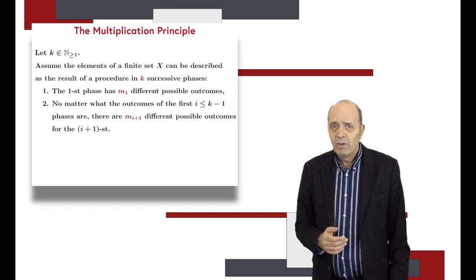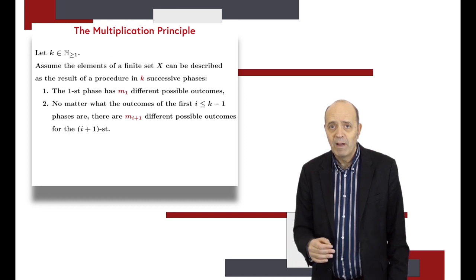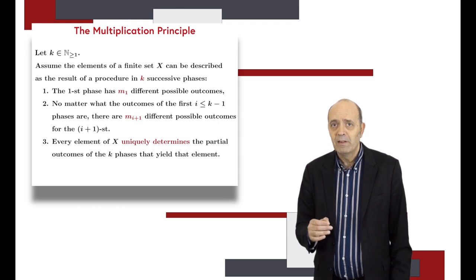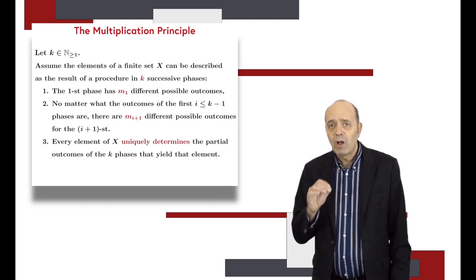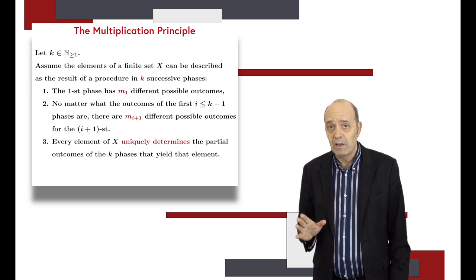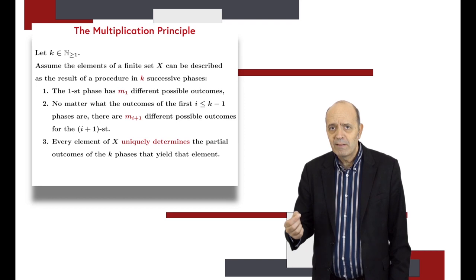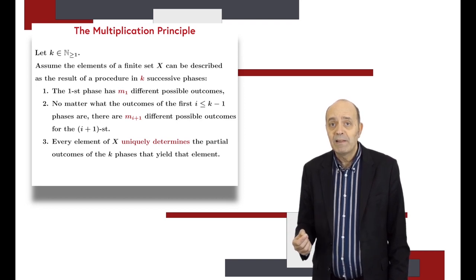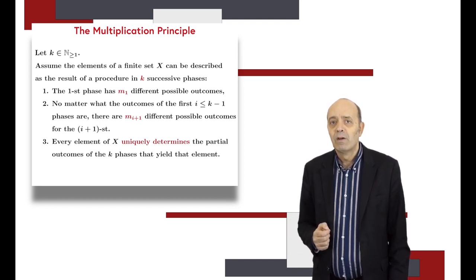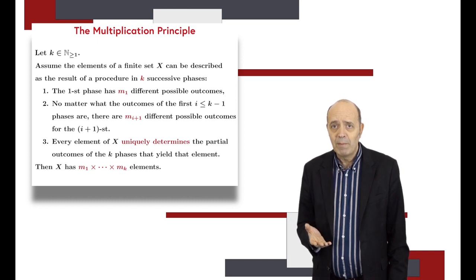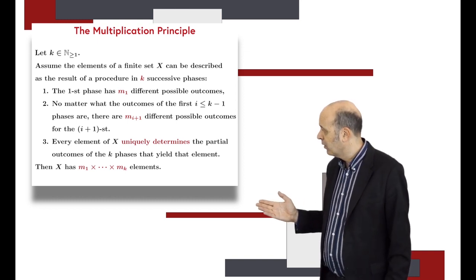But also, we require that from the element of X that is obtained in this way, we can uniquely determine the partial outcomes of step 1, step 2, step k. Equivalently, we require that different paths give different final outcomes. Well, if these assumptions are satisfied, then X has a number of elements equal to the product of the numbers M1, M2, Mk.